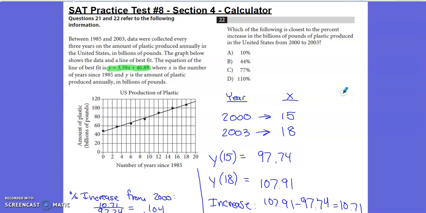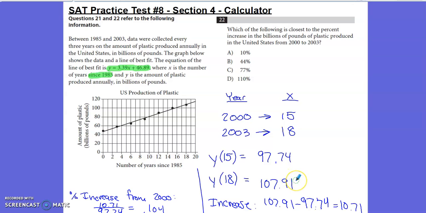Now I had to realize that I'm not going to be putting those numbers, 2000 and 2003, in place of this X. X is being measured in years since 1985. So that means the year 2000 is actually 15 years since 1985. 2003 is 18 years since 1985. So I used this equation. I did this calculation with the calculator since it's in play here. The prediction for 2000 is 97.74 billion pounds of plastic, and then for 2003 at the X value of 18, we get a little bit above that.